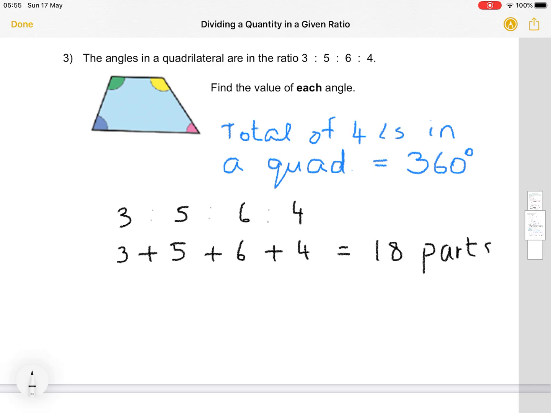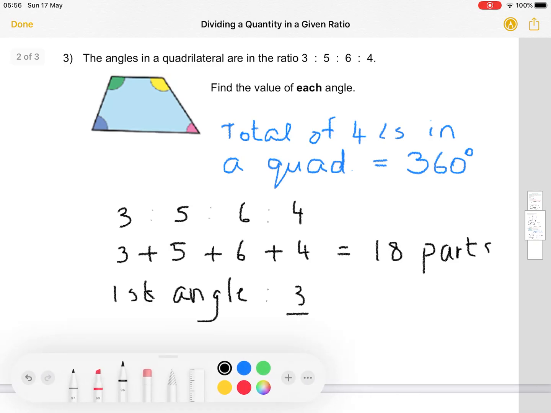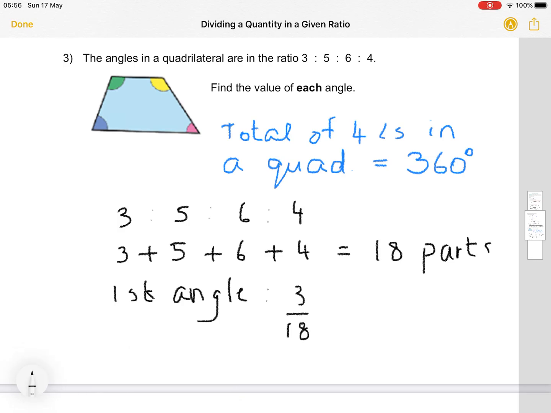Now, I'm going to start. So I'm going to label it like this, Sarah. First angle. Okay, first angle. The ratio of the first angle is 3, the first part. It's 3 out of a total of 18, multiplied by the quantity, which is 360 degrees. Okay, 18 into 360 goes 20. 20 times 3, it's 60 degrees.